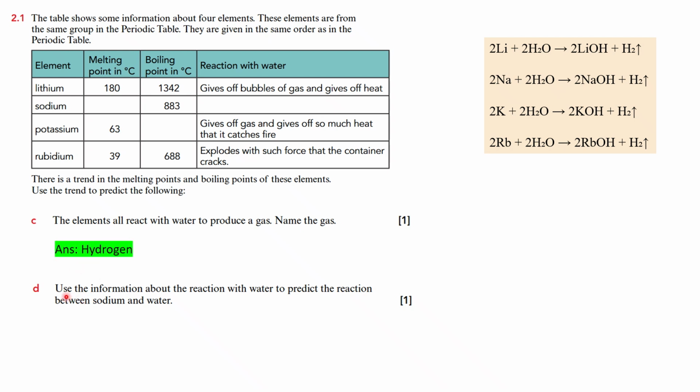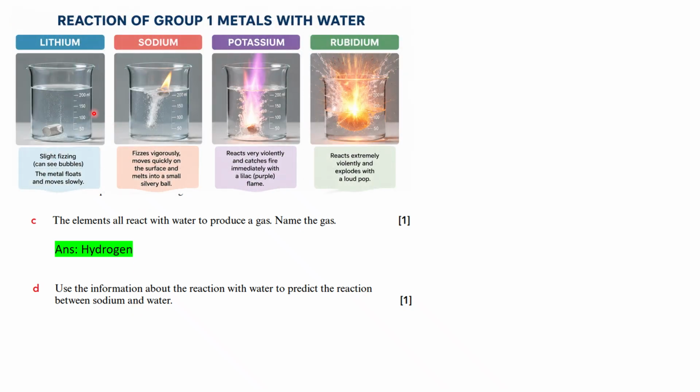Hydrogen gas. Now the next question is: use the information about the reaction with water to predict the reaction between sodium and water. Here you are expected to write the nature of the reaction that will happen between sodium and water. If we look at these four reactions, I'm making it visual for you so that you can imagine how exactly the reaction between these four elements and water will happen. If we add lithium to water, you can see small bubbles, slight fizzing, not a vigorous reaction.